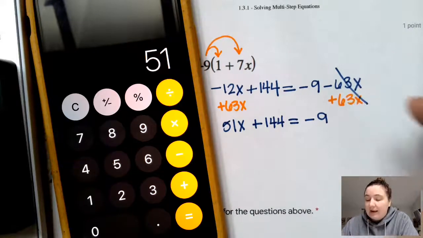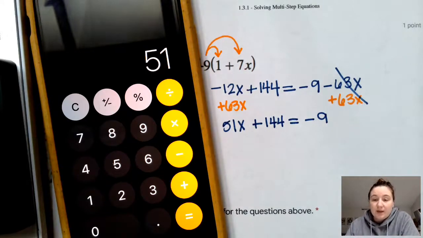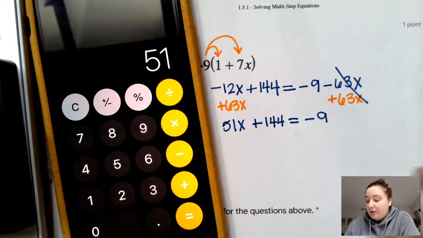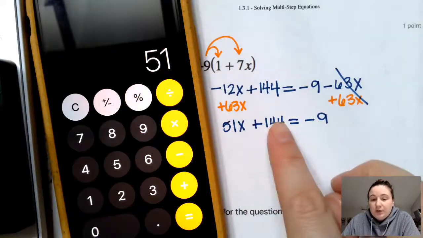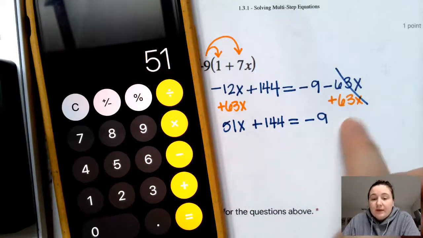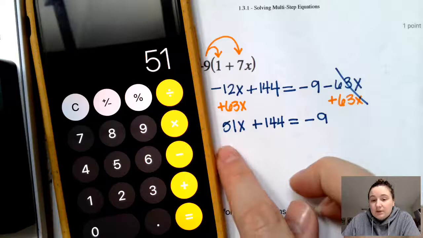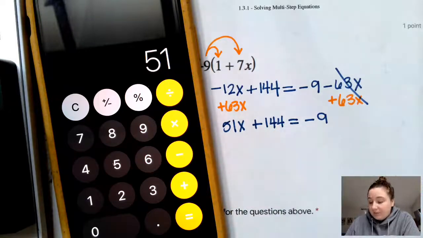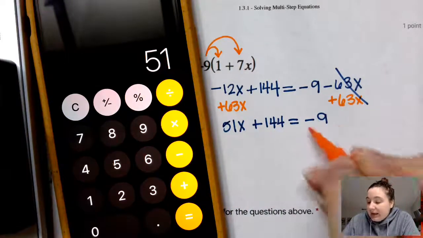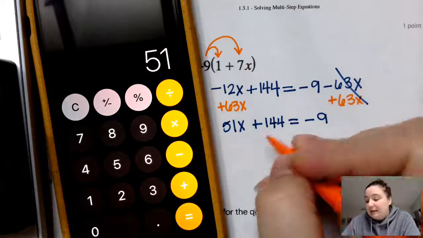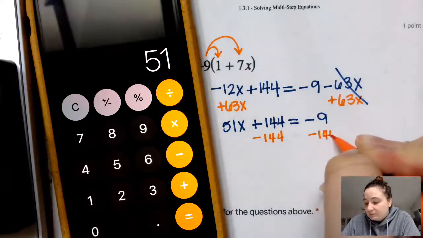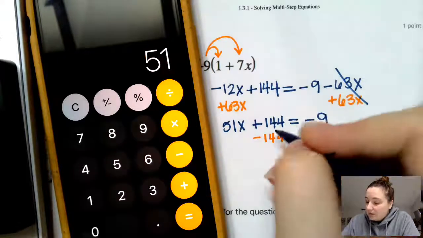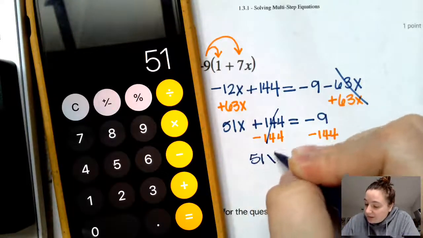Once you get here, though, you have to choose appropriately. What I mean by that is that only one of these is friends with this negative 9, and so we want to move the correct one. Since this is a constant, I want to move the constant, which is 144. So we get 51x equals negative 153.